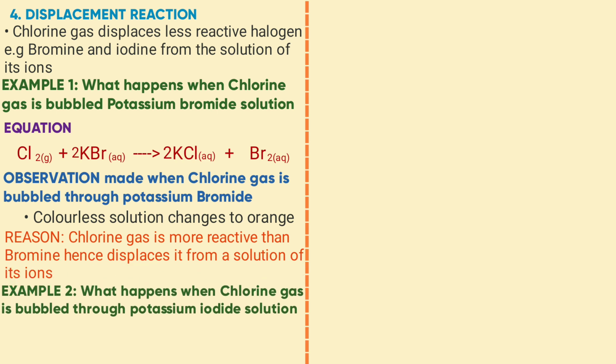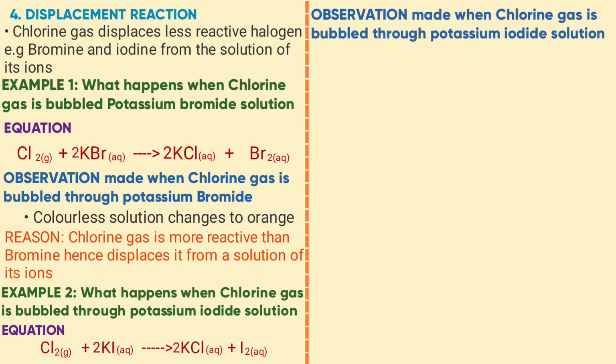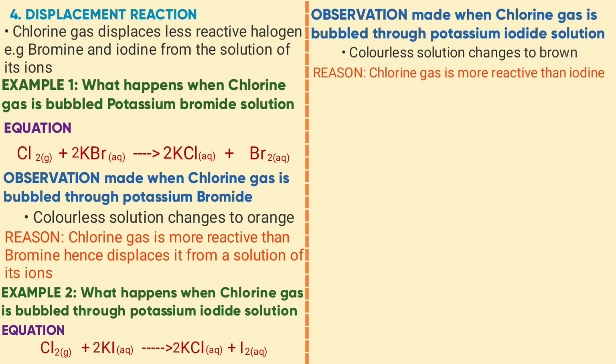Now B, what happens when chlorine is bubbled through potassium iodide solution? The chemical equation is chlorine gas plus potassium iodide aqueous arrow potassium chloride aqueous plus iodine molecule aqueous. Balance the equation, 2 where there is potassium iodide, 2 where there is potassium chloride. The observation made when chlorine is bubbled through potassium iodide solution: the color of the solution changes to red-brown. Reason: chlorine is more reactive than iodine, hence it displaces it from a solution of its ions.